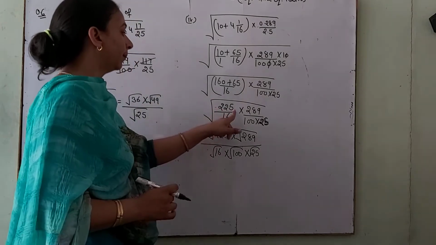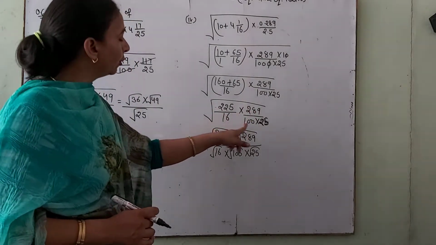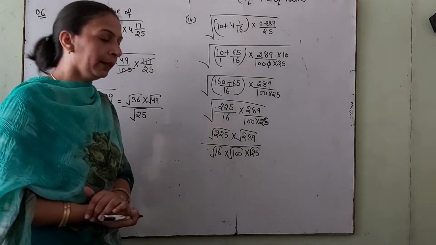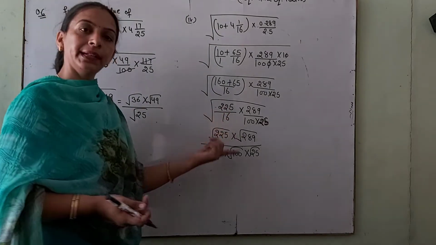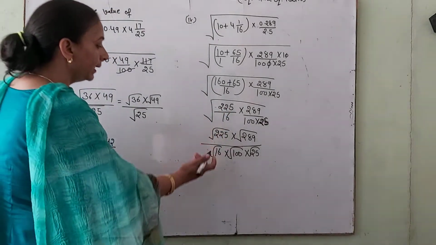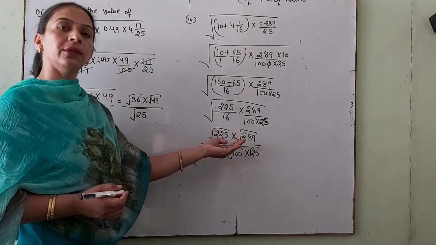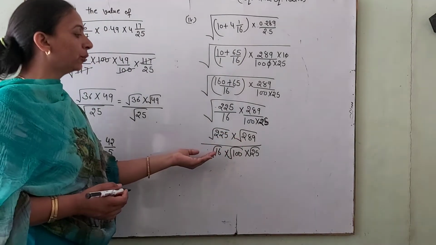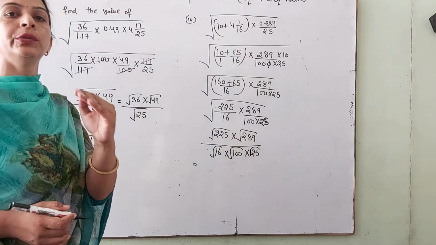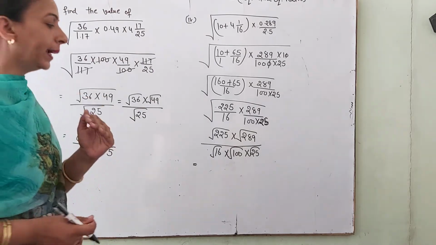If you want to multiply numerator with numerator and denominator with denominator, then no problem. Otherwise you take them separately and take the square root, then no problem. It is easy because we know the square roots of these numbers. This is from 1 to 20. You learn 1 to 20 square root and square, cube and cube root.